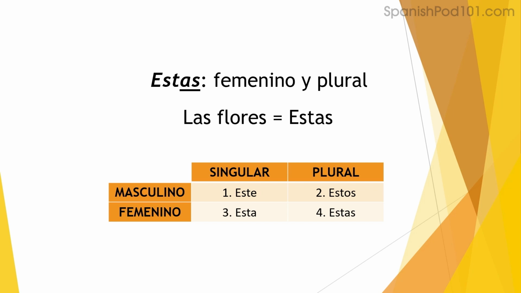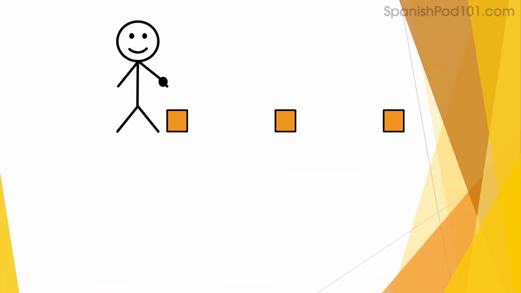So if it's masculine and singular, you're going to use este, the very first word. If it's masculine and plural, you're going to go estos, and if it's feminine and singular, you're going to say esta, and plural is estas. Let's practice the pronunciation. Este, estos, esta, estas.